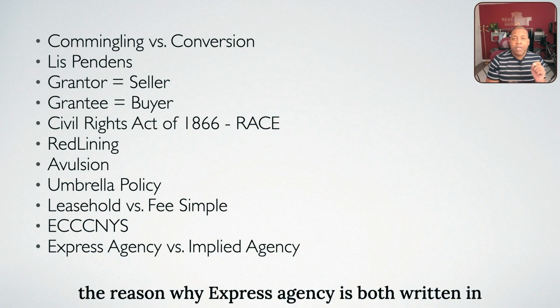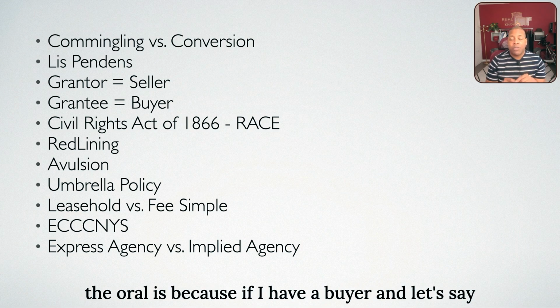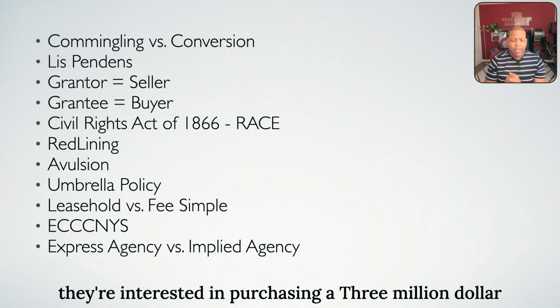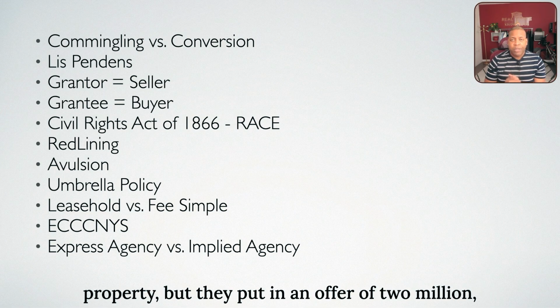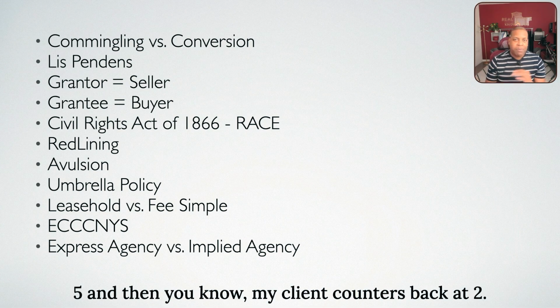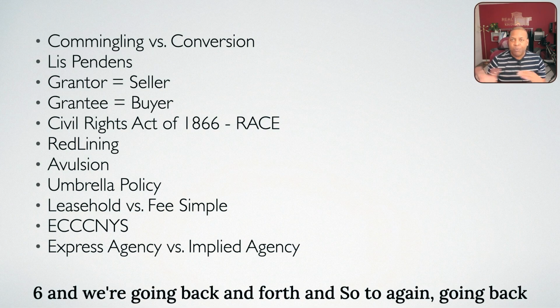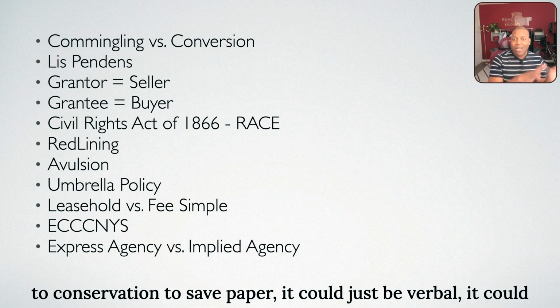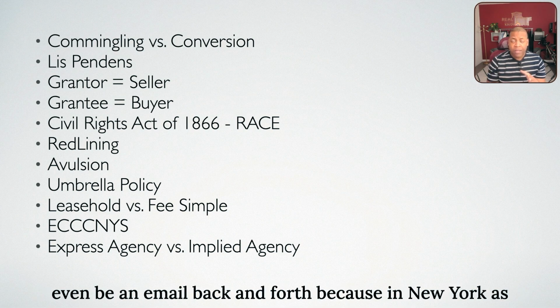So the reason why express agency is both written and oral is because if I have a buyer and let's say they're interested in purchasing a $3 million property, but they put in an offer of $2 million, right? And then the seller counters back at 2.5, and then my client counters back at 2.6, and we're going back and forth. So going back to conservation, to save paper, it could just be verbal. It could even be an email back and forth.